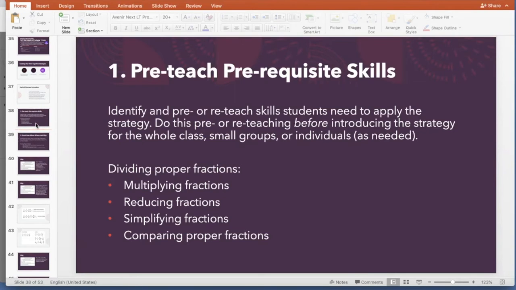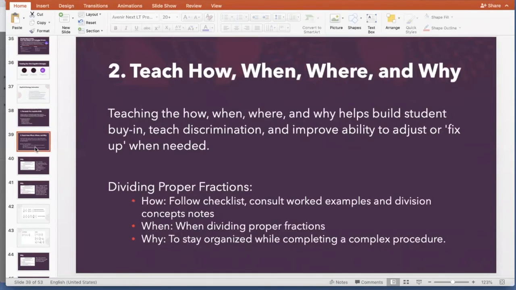So for my example of dividing proper fractions, some pre-skills you might think about that students need before they're ready for that strategy. They have to be able to multiply fractions. They have to be able to reduce. They have to be able to simplify. They have to be able to compare. All of those are important pre-skills that I would want to teach before jumping into the strategy instruction.